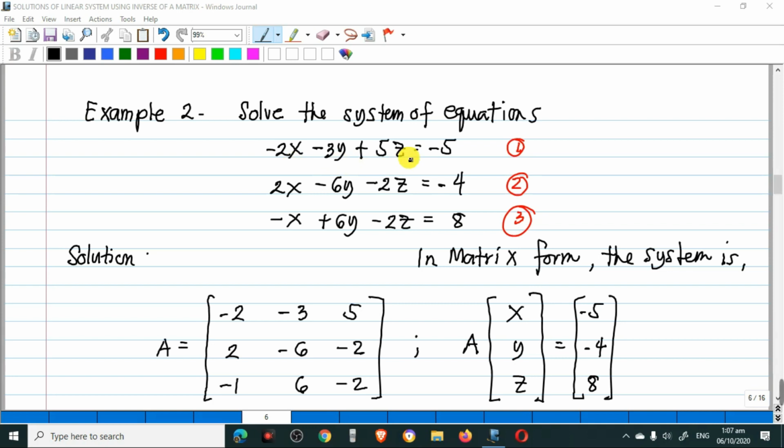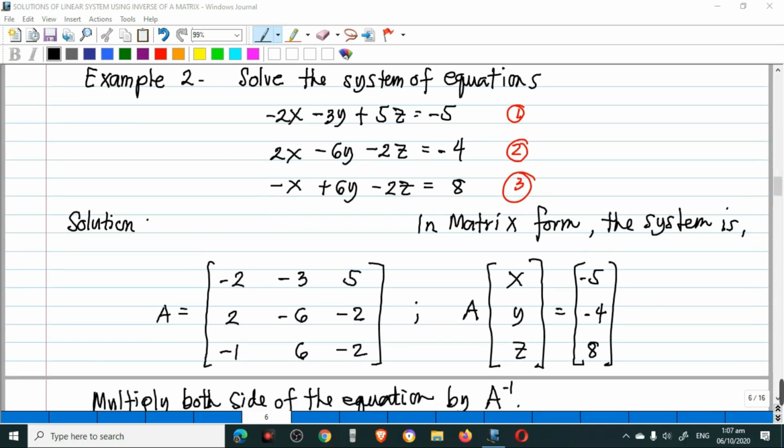Since we already have example number 1, we will use the same procedure or the same steps. So, first determine all the numerical coefficients of each of your terms. In your first equation, get the numerical coefficients of x, y, and z. That will be your first row. So, negative 2, negative 3, and 5, that will be your first row. In your second equation, you have 2, negative 6, and negative 2.